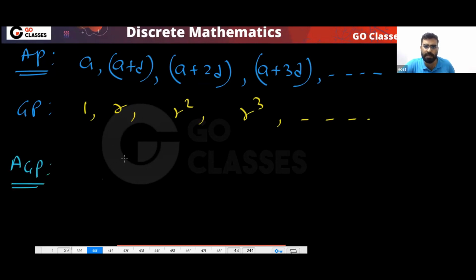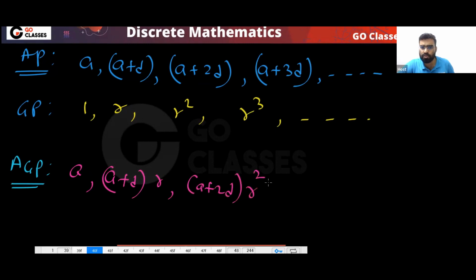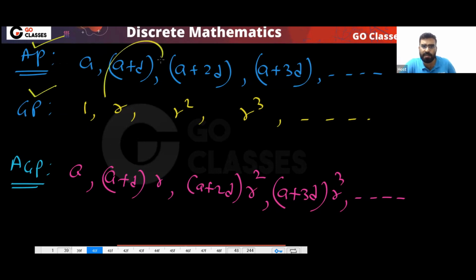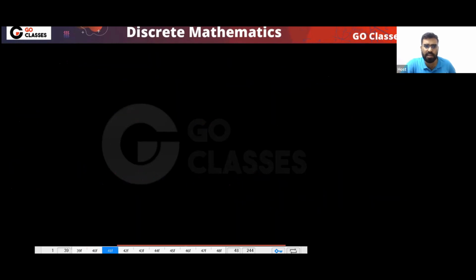So how do you get AGP? You multiply these terms, so your AGP will be like this: A, then A plus D into R, then A plus 2D into R square, then A plus 3D into R cube. So like this you will get AGP. You have an AP series, you have a GP series, and the multiplication of the AP series and the GP series is your AGP series.